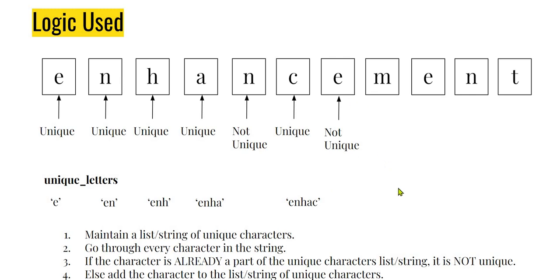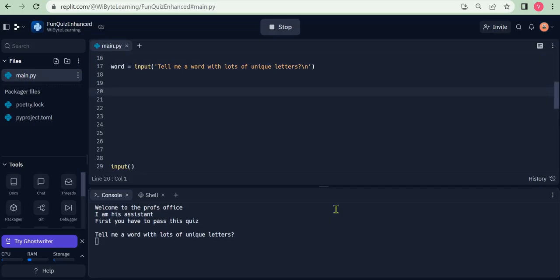If you keep going through this, for every element of the word, you will find that at the end of it all, the string unique letters will contain all the unique letters, and its length tells us how many unique letters there are. Let's see how we can do this in code.